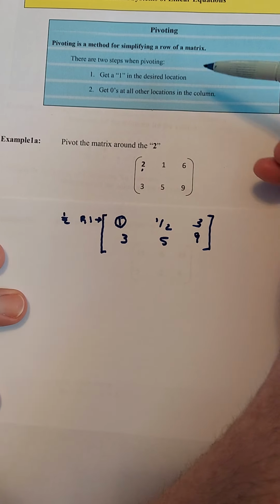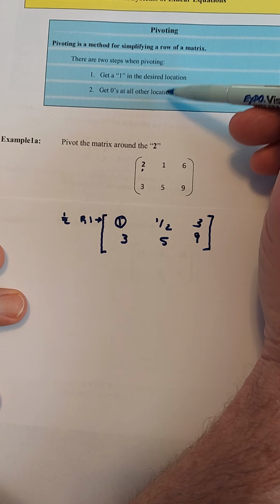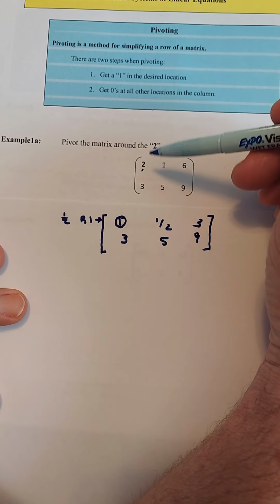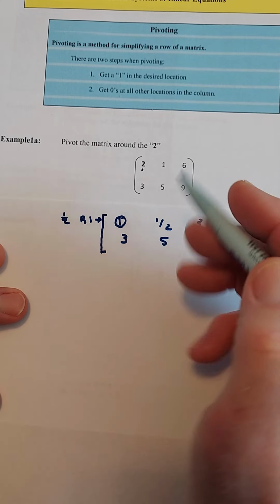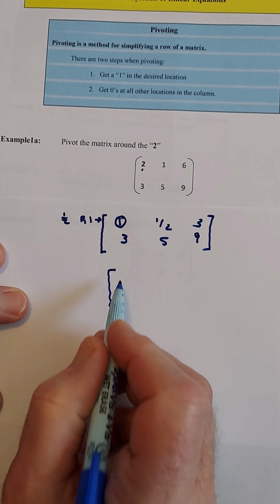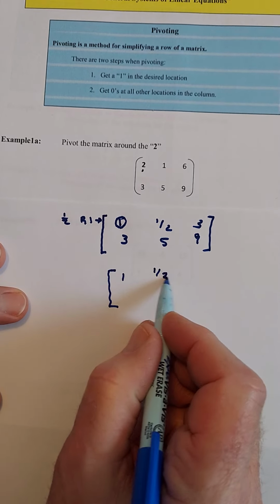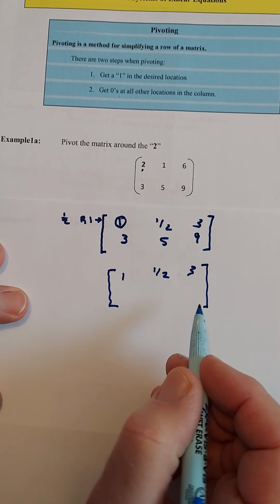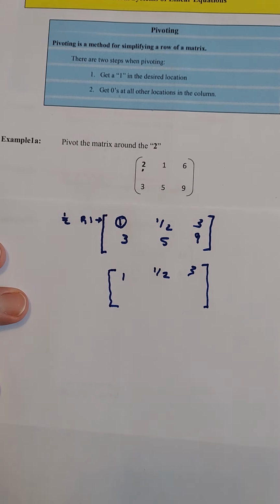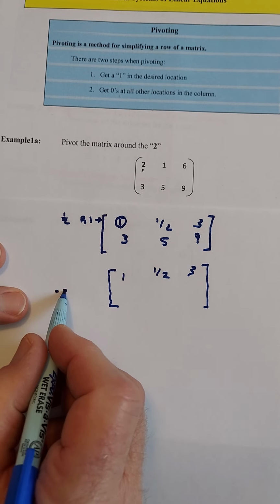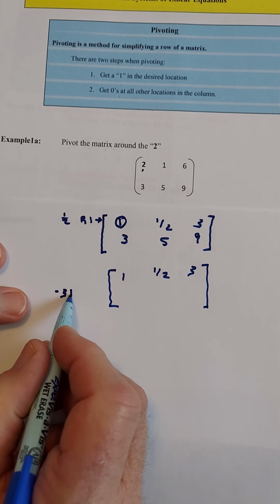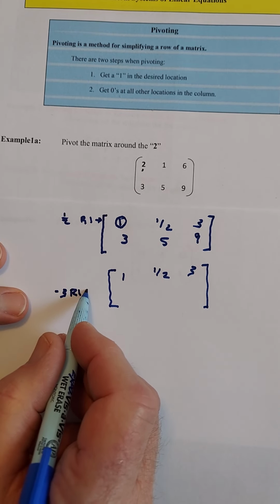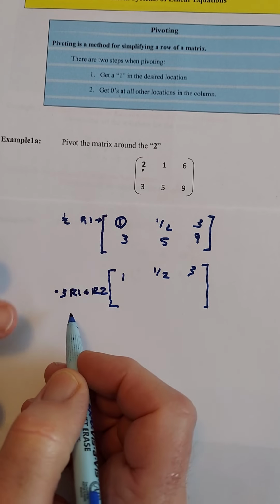So that takes care of when you go up here, it says get a 1 in the desired location. So I got a 1 where the 2 was. Now I want to get zeros everywhere else in that column. Well, there's only one to get, and that's where the 3 is. So the top row stays the same. Remember, you only do one row at a time. To get a 0, if you'll remember what I told you before, I said multiply by the opposite. So the opposite of 3 is -3. You multiply the opposite times wherever the pivot is, that's row 1, and add it to row 2.